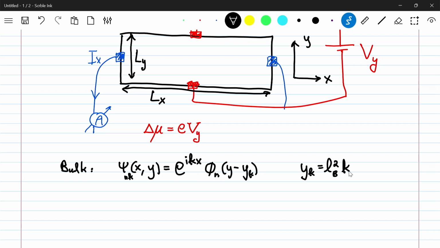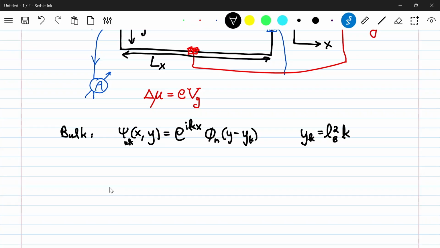These are the states in the bulk. But once you are close to the edge, the wave function cannot be exact, right? Let's assume now that the system is completely ideal, but at the edge, the wave function must vanish. You have vanishing boundary conditions. And these boundary conditions change the nature of the wave function. And as a result, they also change the energy. So let's see what happens close to an edge.